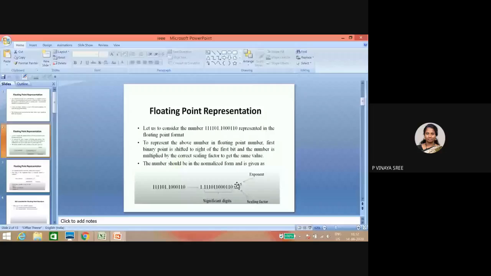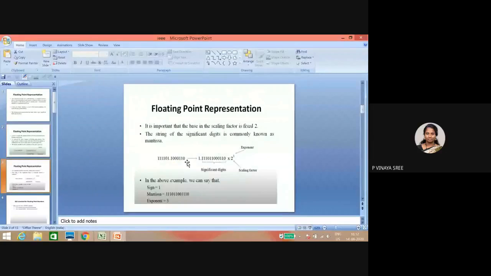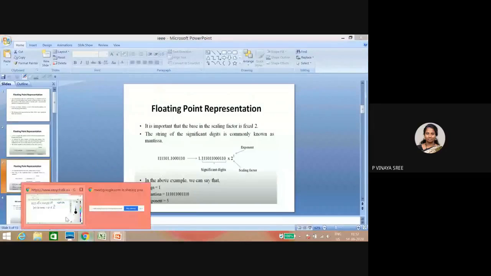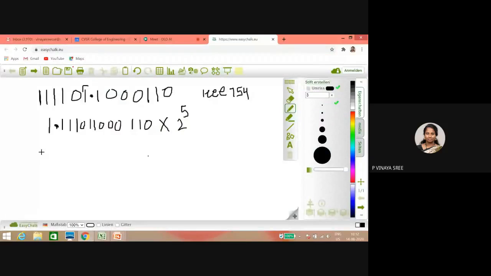Try to concentrate. One more thing, we have even discussed negative number representation. Given a negative number, in how many ways can we represent it? Negative number representation, three ways are there. What are those three ways? If you know those negative number representations, what are those three? Did you note them in your notes?